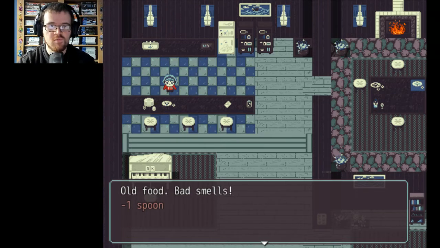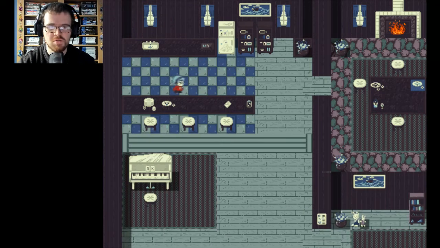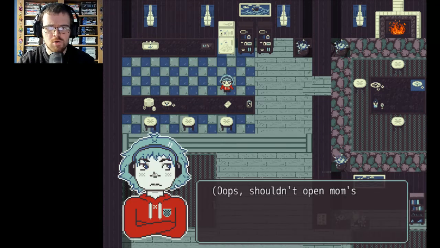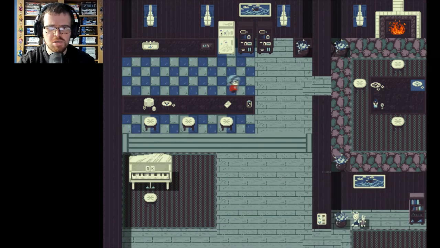Old food, bad smells, minus 1 spoon. Okay. Oops, shouldn't open mum's laters.